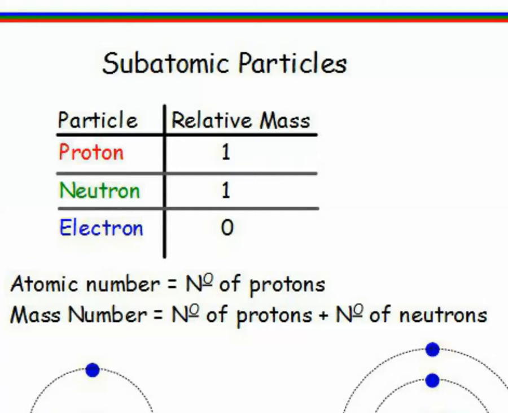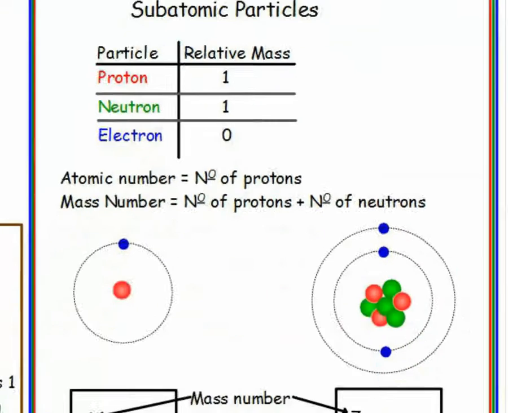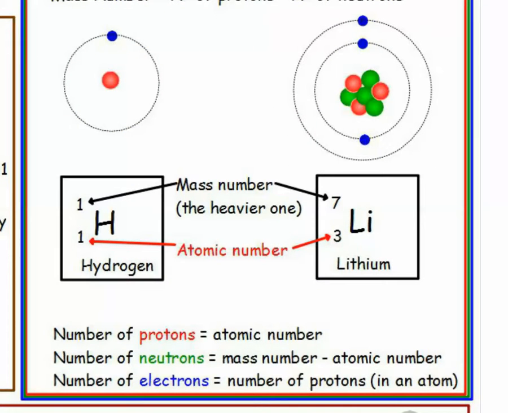The atomic number is the number of protons, and the mass number is the number of protons and neutrons added together. Those are the heavy particles in an atom. The periodic table shows the mass number for the elements, that's the heavier number at the top, and the atomic number, and that's the smaller number at the bottom.